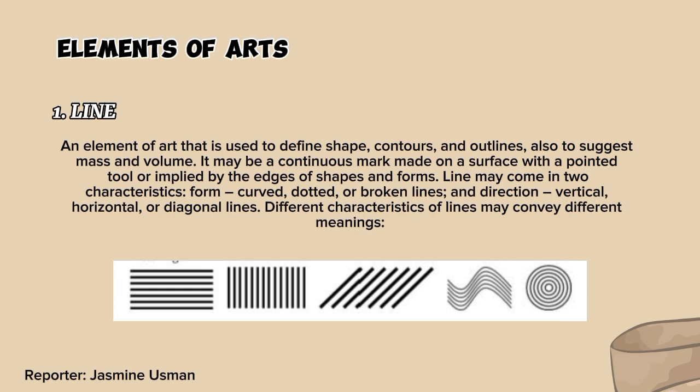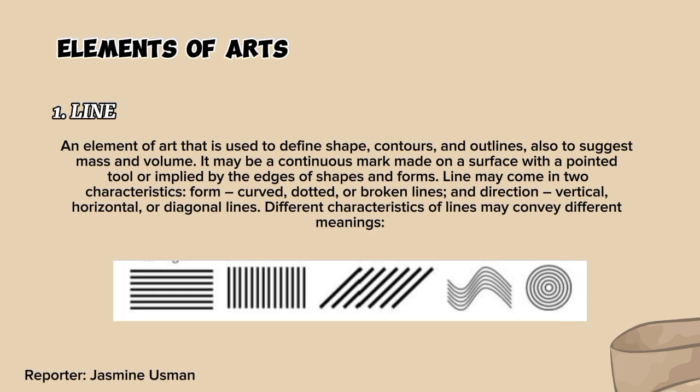Different characteristics of lines may convey different meanings. If we look at the meaning of the line, we can say that this statement is explaining the concept of line as one of the elements of art. It describes how lines are used to define shapes, outlines, and contours, as well as to suggest mass and volume in artwork. Lines can be created using various tools like pencils or brushes, or they can be implied by the edges of shapes and forms.